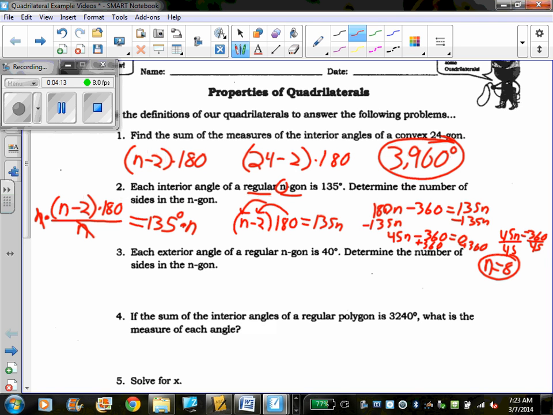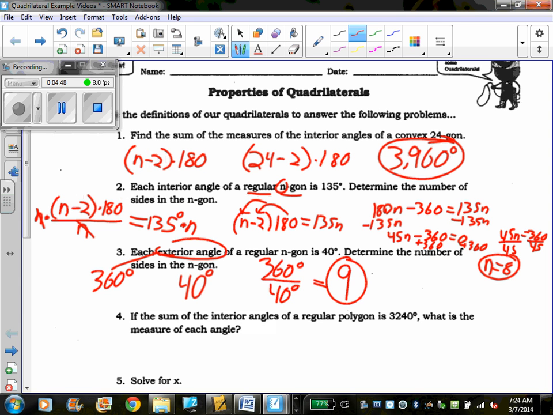Okay, number 3. Each exterior angle of a regular n-gon is 40 degrees. Determine the number of sides in the n-gon. This one is easier because if we know that each of the exterior angles is 40 degrees, and remember, all of the exterior angles add up to 360 degrees, we just take our 360 degrees and divide by 40 degrees, and we find out how many angles there are, which is 9.